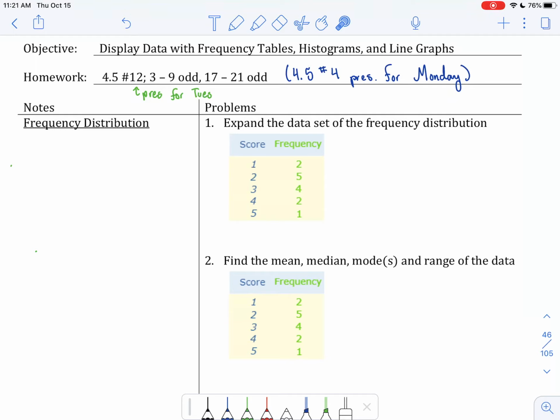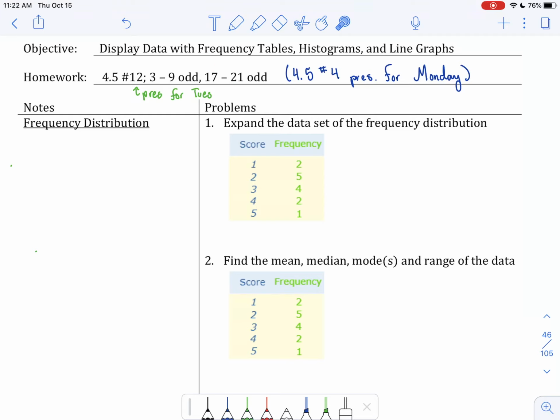The reason for this is we're using notes from last year because they were really well organized. I liked what they covered, but we're slowing things down a little bit in distance learning. So get yourself ready, get your packet of notes and your materials all ready to go, and we're going to get started. Our objective today is to display data with frequency tables, histograms, and line graphs.